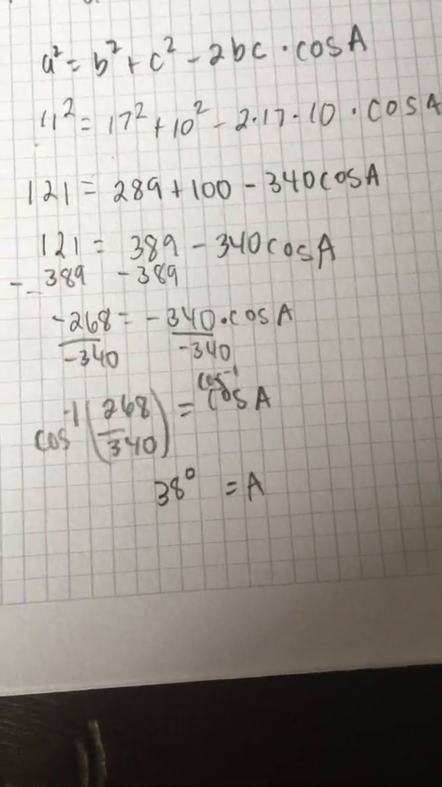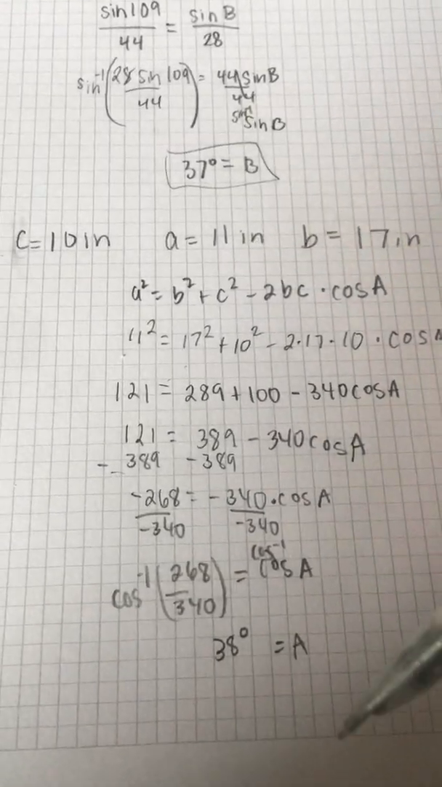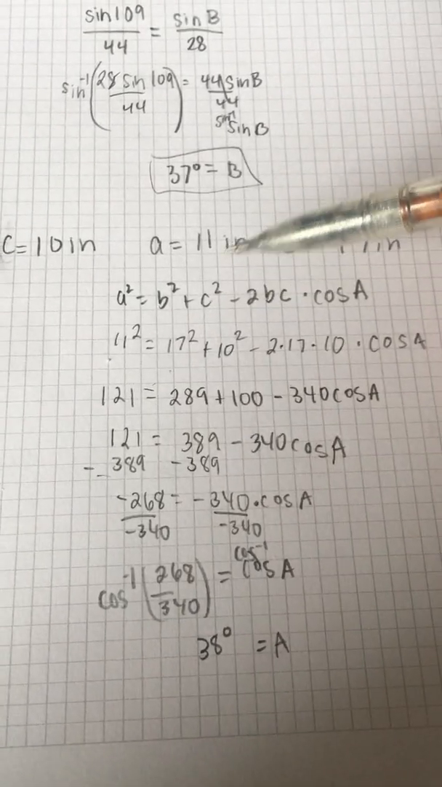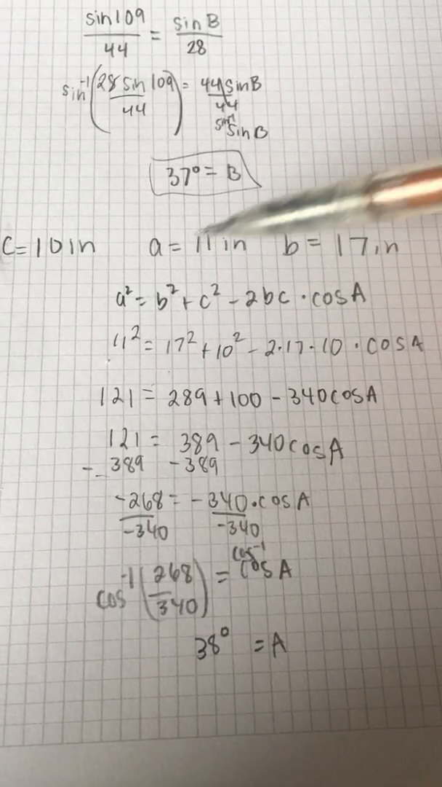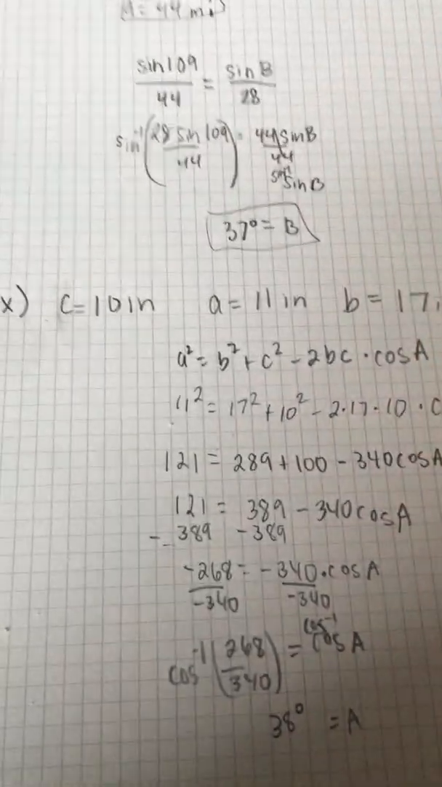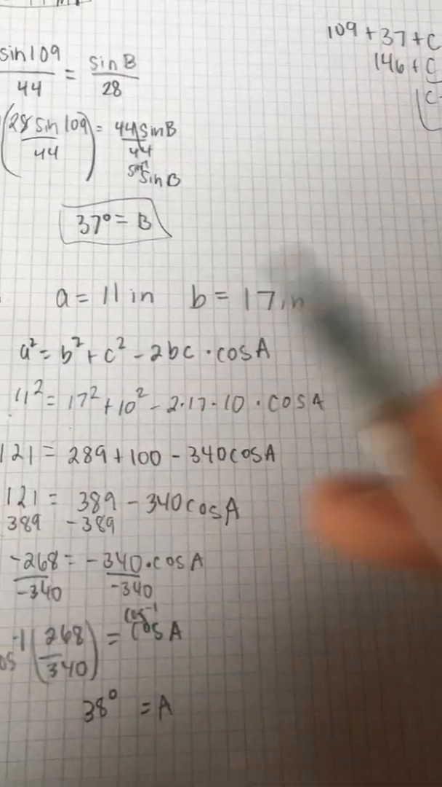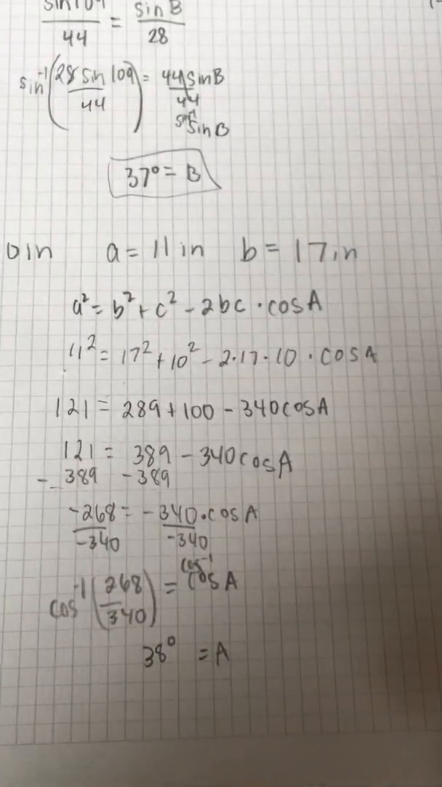And then again, now I have angle A and I have side A. So to me, that is a clear sign: I have an angle, I have its side. I am going to use the law of sines to find one of the other angles. I'm just going to go with angle B. So now I only have to use the law of cosines once.